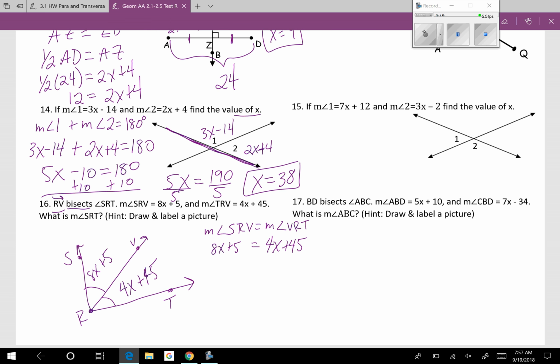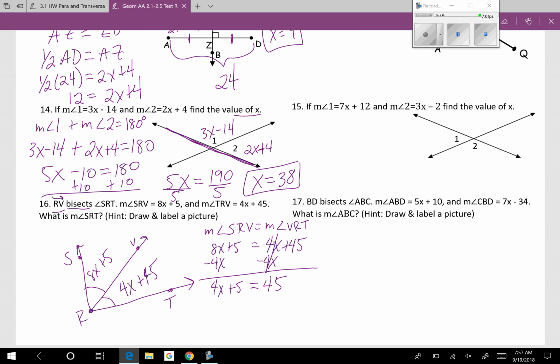And now we have to solve for x, because in order to find the measure of SRT, we have to find out the measure of these guys. And in order to do that, we need to know x. So we've got x's on both sides. I want to get them only on one side. I'm going to take this 4x over to the 8x. So it's positive 4x. I'm going to use minus 4x to cancel that. And over here, minus 4x. Okay, 4x and minus 4x cancel. Bring down our equal. All we have left is 45. And 8x minus 4x is 4x, and we still have plus 5.